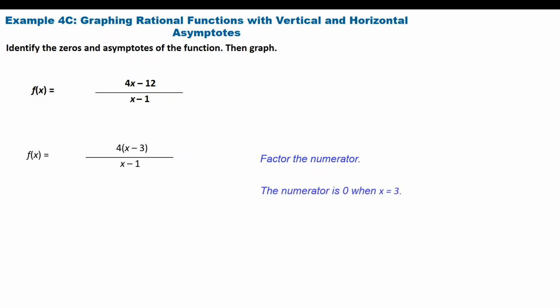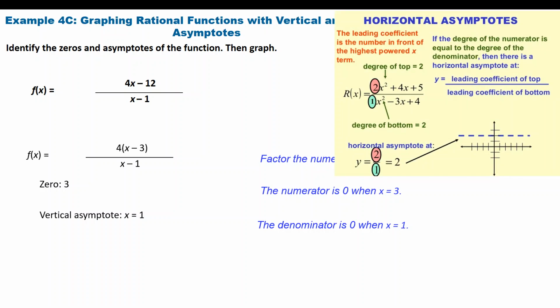Now looking at this, I see in the numerator, if x equals positive 3, the numerator becomes 0. So that tells me that my zero is at 3. Next I want to look at the denominator, and I note that when x equals 1, the denominator is 0. So that tells me that there is a vertical asymptote at x equals 1. The next thing we need to do is take a look.